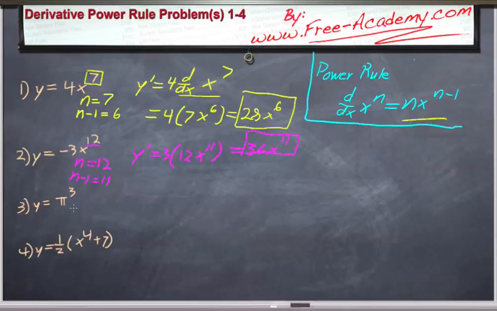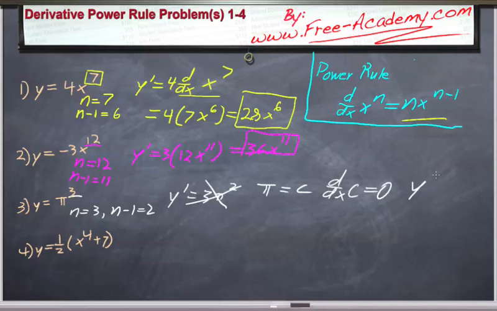Moving forward, we need to find the derivative of pi to the 3rd. Now you're going to be tempted to say n equals 3, n minus 1 equals 2, so the derivative is equal to 3 pi squared. But this is incorrect. Reason being, pi is a constant, and the derivative of a constant is always equal to 0. So y prime equals 0. They just threw that one in there to catch you off guard.